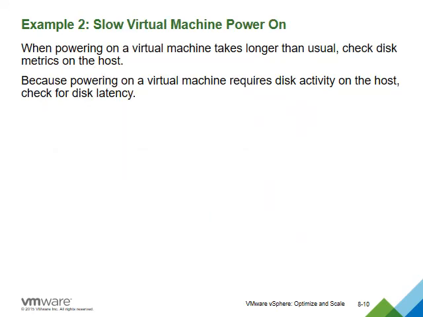Example 2, slow virtual machine powering on. When you power on a virtual machine, it takes longer than usual. Check the disk metrics. Powering on virtual machines, they used to call them boot storms back in the day. If you boot up multiple virtual machines at the same time, we call it a boot storm. Booting up takes a lot of I/O because you're loading OS files into memory. You might have to do a check disk or fsck, and booting an operating system can really tax a LUN. So if you notice it's slow powering on, check to see what else is going on on that datastore.